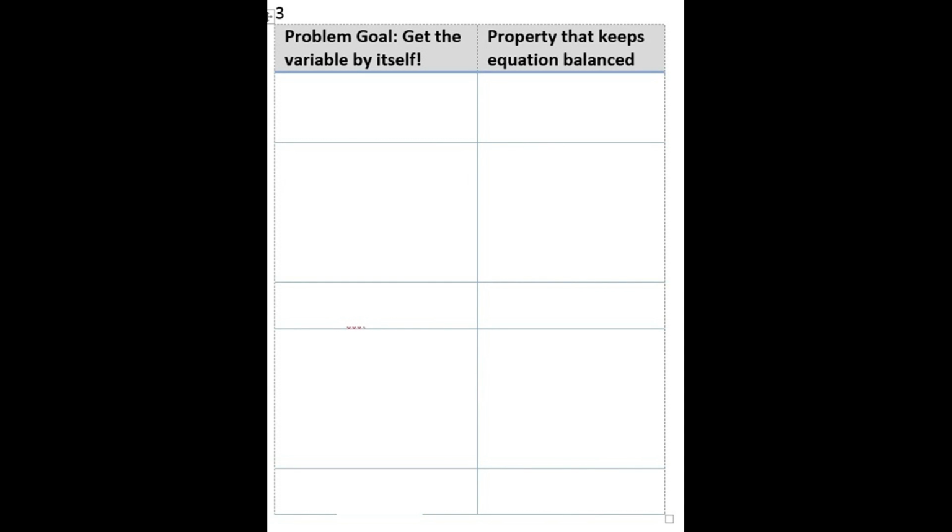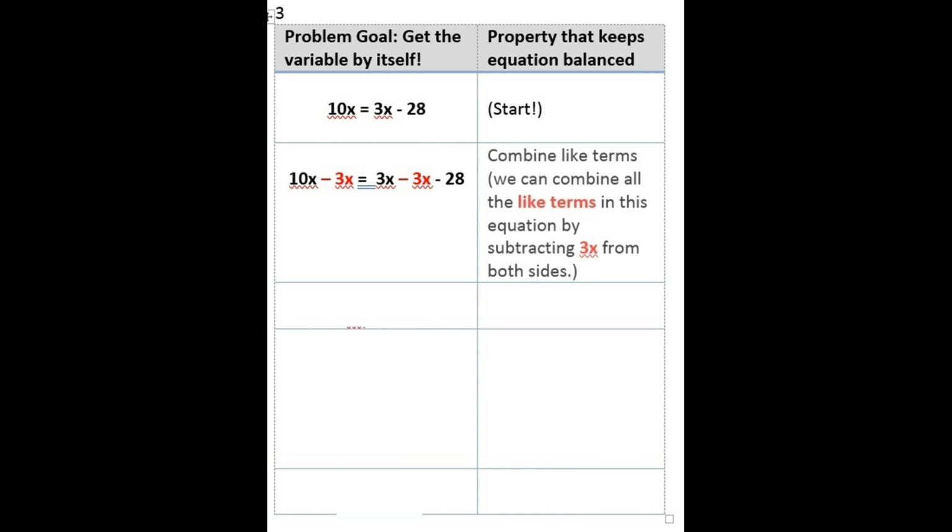So here we have our chart. And the problem that we have to solve here is 10x equals 3x minus 28. So here we go. 10x minus 3x equals 3x minus 3x minus 28. Now, we subtracted 3x from both sides. Now, could you subtract 10x? Yes, but you would actually be adding a step to the problem. So we just subtract 3x to keep it simple.